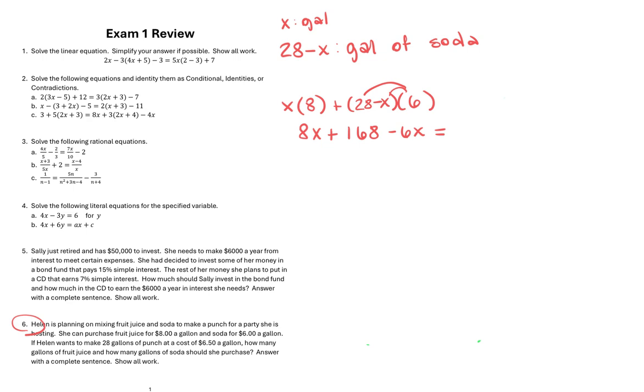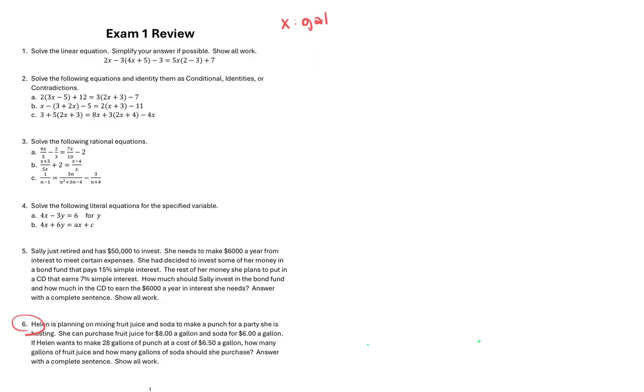Then we can subtract 168 from both sides, and we get that 2x equals 14. So then x must equal 7. All right, so then we know that there were 7 gallons of fruit juice purchased. So now if we wanted to find how much soda, we would just plug it into our 28 minus x equation. 28 minus 7, well, that better be 14. And that's going to equal the gallons of soda.